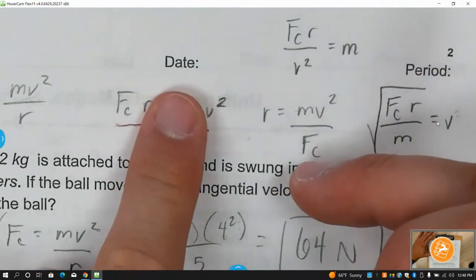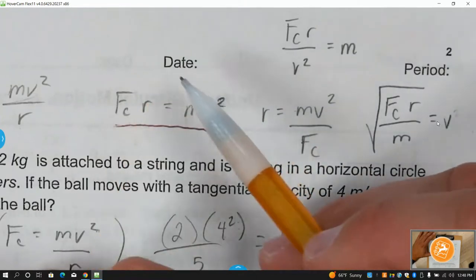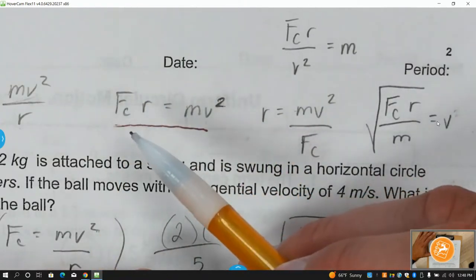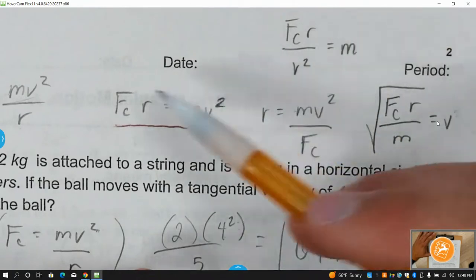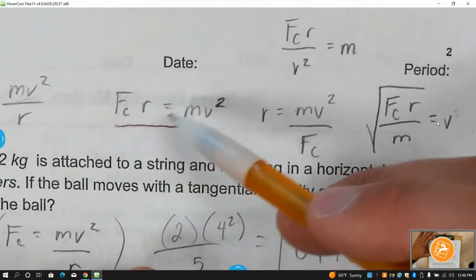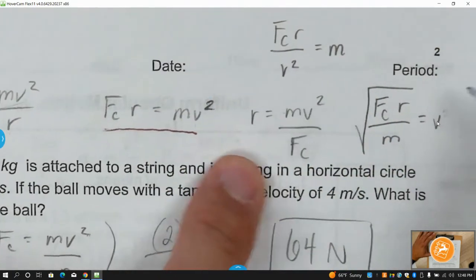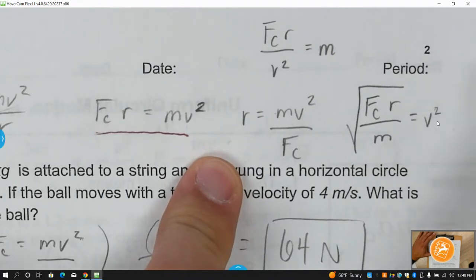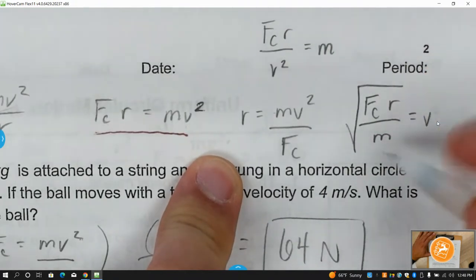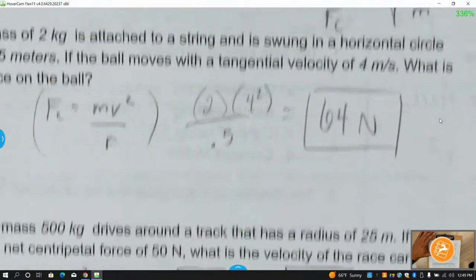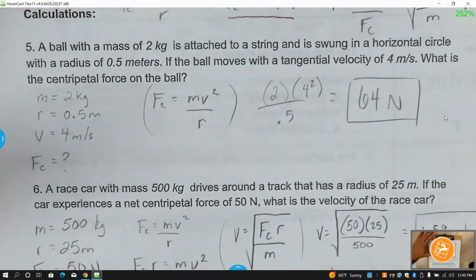And then if I wanted v by itself, I'd have to divide both sides by m. So doing that would just give me F_C r over m is equal to v squared. To get rid of the square, I'd have to square root both sides. So that is why we have this here. So first problem, pretty straightforward.